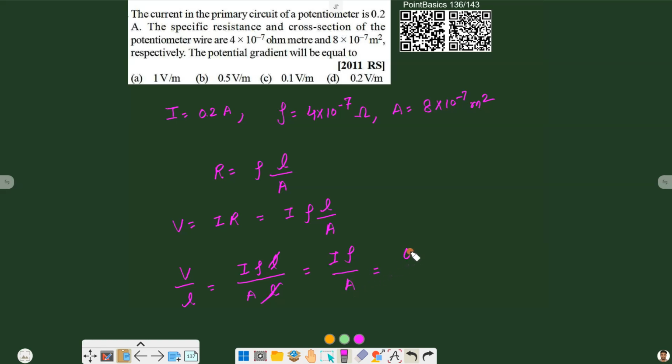I is 0.2, rho is 4 into 10 raised to the power minus 7, and A is 8 into 10 raised to the power minus 7. So 10 raised to the power minus 7 gets cancelled. We have 0.8 by 8, or 0.1 volt per meter. Option C will be the right answer.